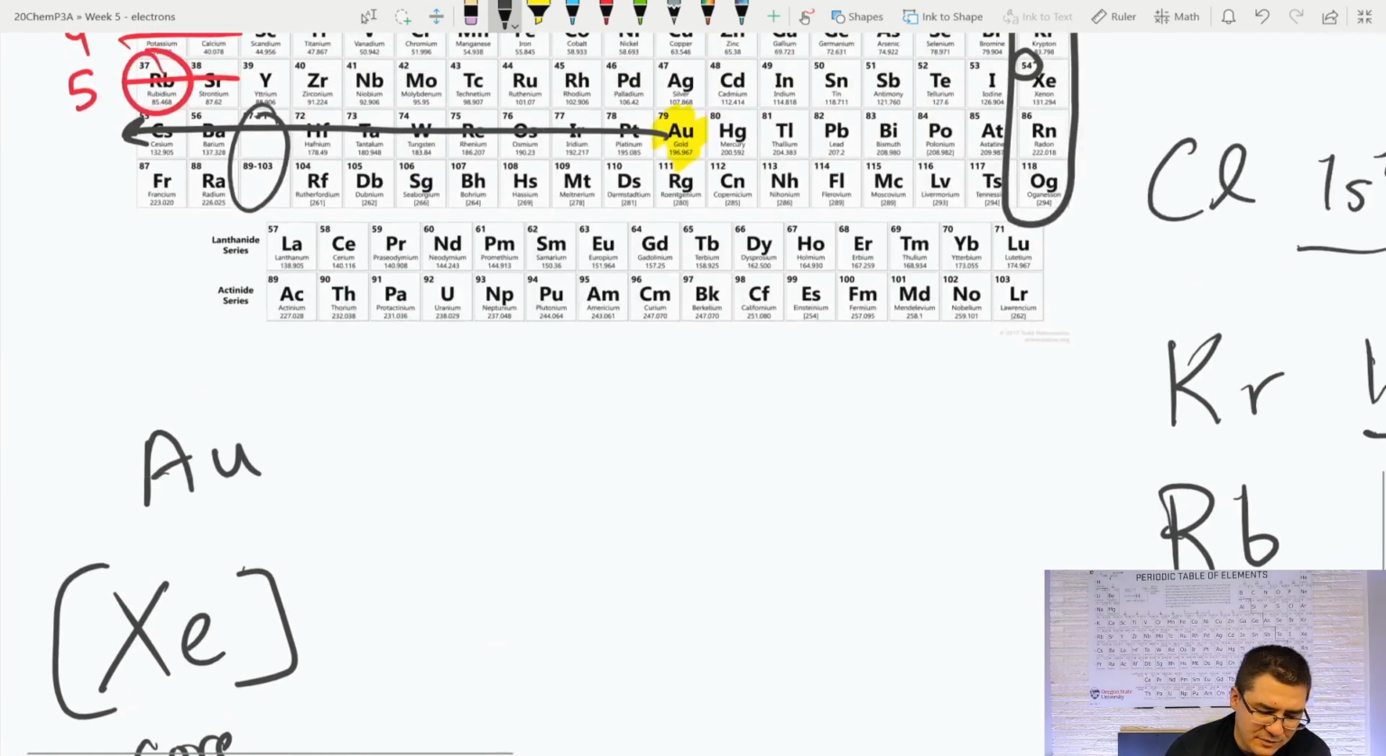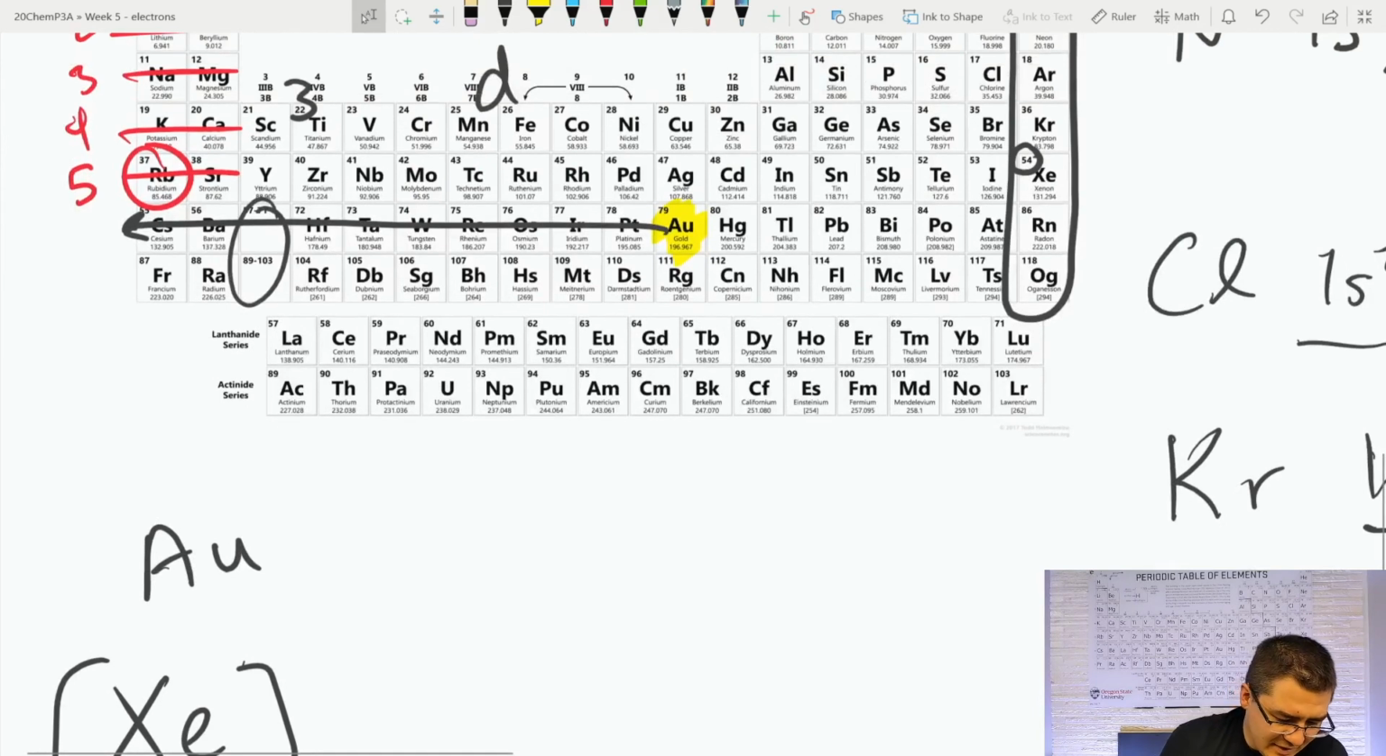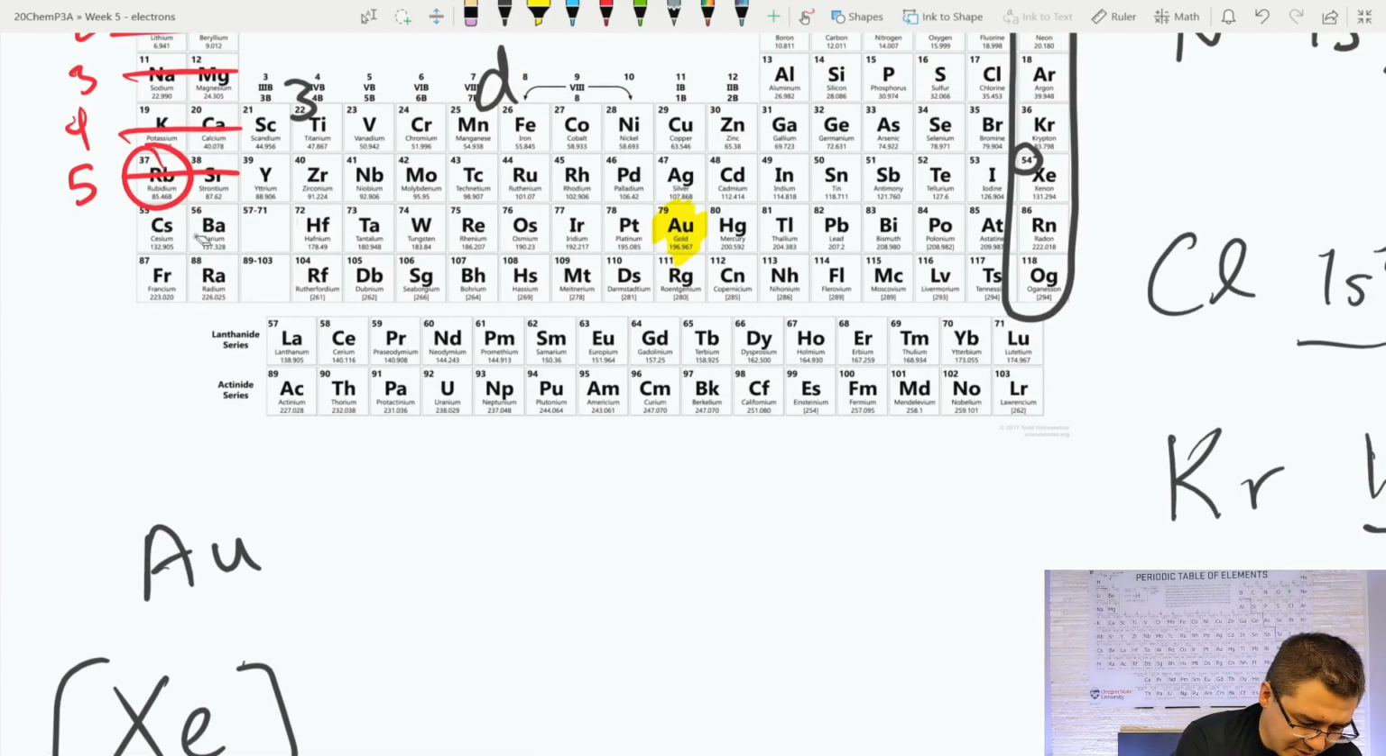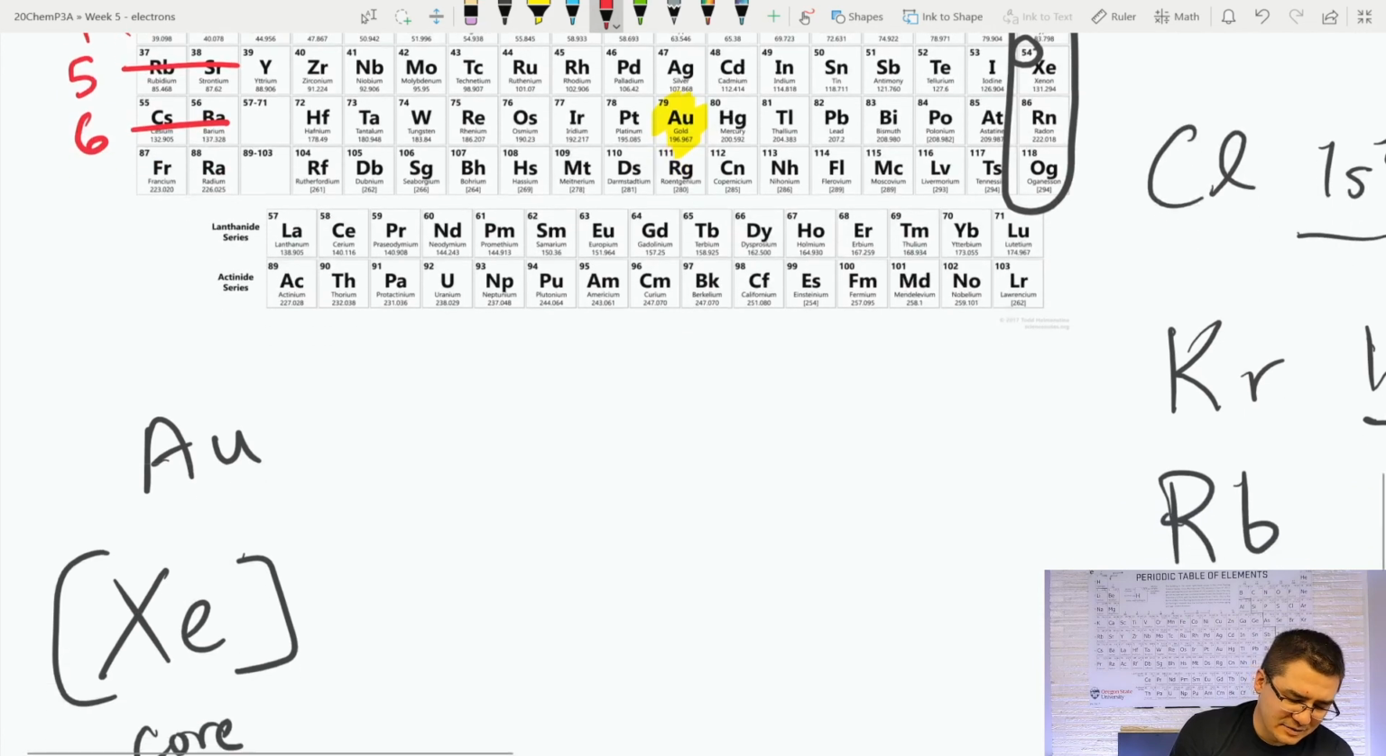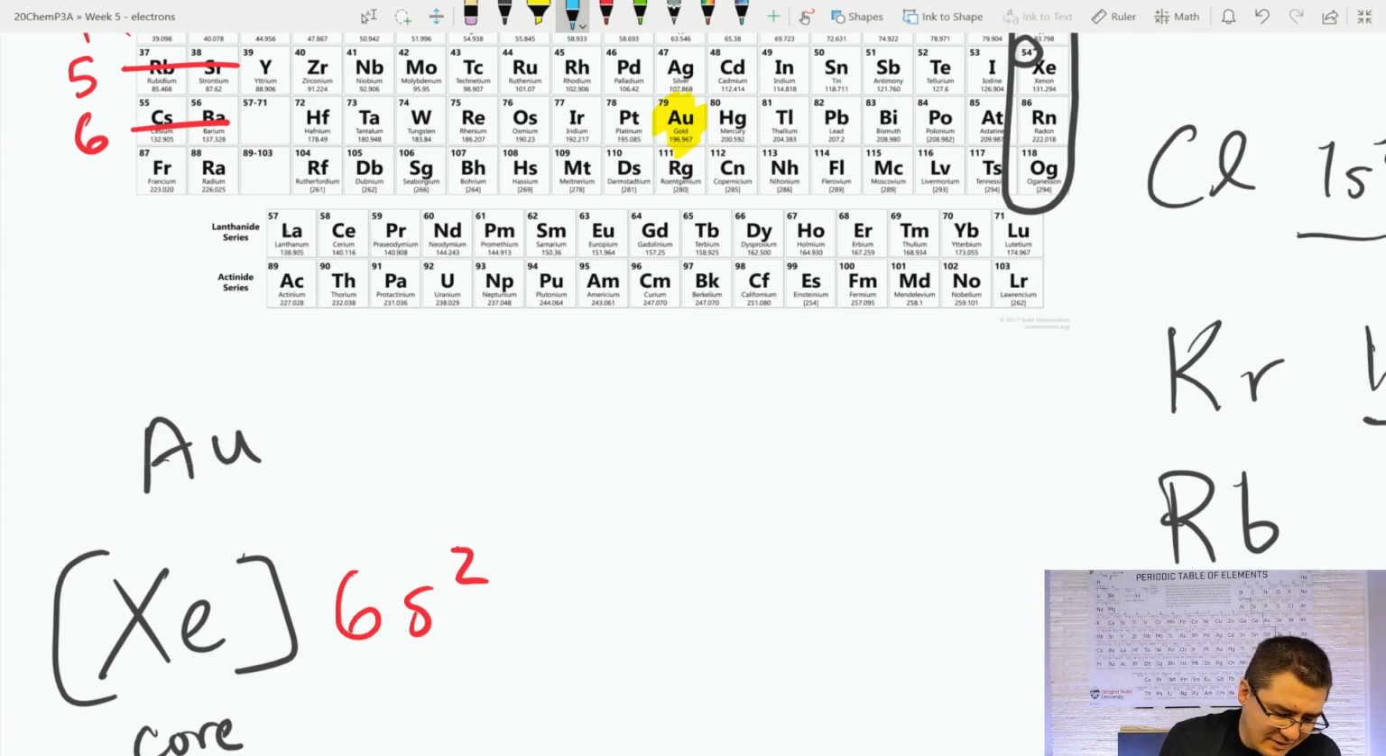And after I've got those 54, then I start down at the next level. So number 55 and 56 go in the 6s, because that's the s block. So this would be 6s, and I can fit 2 electrons in that block. Then I need to go into the lanthanides and actinides. Now, element number 57, starting here, goes 57, 58, all the way up to element number 71.